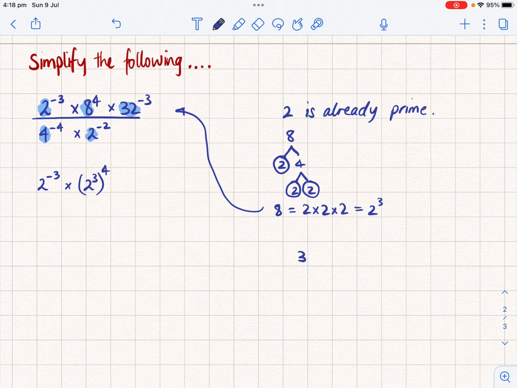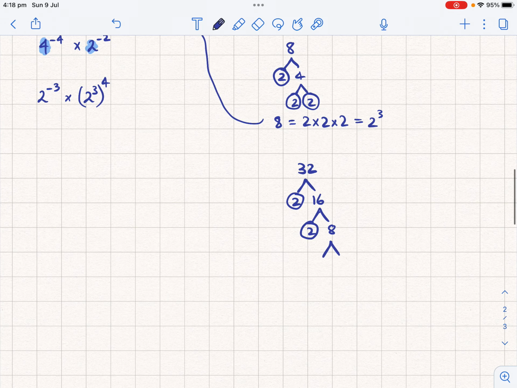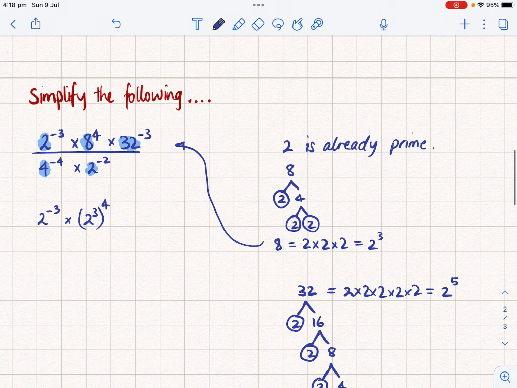Okay, let's keep going now. 32. Let's break this up. You might already be able to do that in your head, but I'm going to pretend that you can't. So it's 2 times 16. 2 is a prime number. 16 is the same as 2 times 8. 2 is a prime number. 8 is the same as 2 times 4. 2 is a prime number, and 4 is 2 times 2. Both prime numbers, so 32 is the same as 2 times 2 times 2 times 2 times 2, or with index notation, 2 to the power of 5. So I'm going to replace the 32 with a 2 to the power of 5. So 32 becomes 2 to the power of 5, and we've got to the power of negative 3.